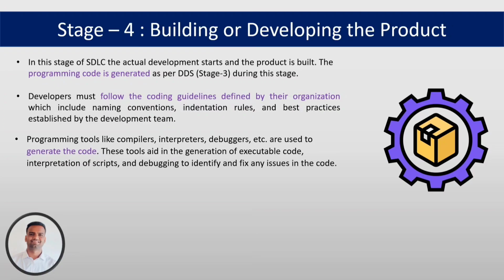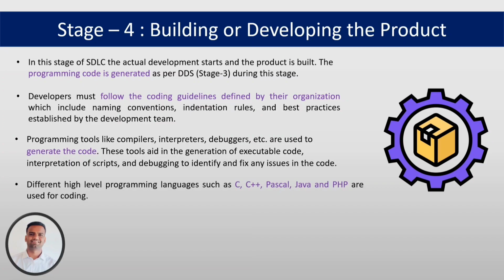issues in the code. Different high-level programming languages such as C, C++, Pascal, Java, and PHP are used for coding. And the programming language is chosen with respect to the type of software being developed. Like PHP could be used for web-related functionalities due to its server-side scripting capabilities.